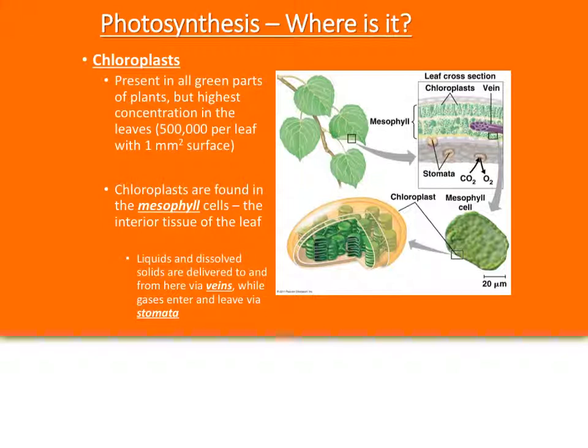Chloroplasts are going to be found in the mesophyll cells of a leaf. So this isn't like the outside of the leaf, like the skin of the leaf, but rather this is the internal tissue of the leaf. Each mesophyll cell itself probably has about 30 to 40 chloroplasts in it. So if you look at this little cross-section of a leaf, here's the bottom side of the leaf, here's the top side of the leaf, and then you have this tissue in here full of these mesophyll cells.